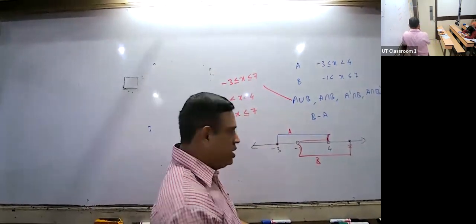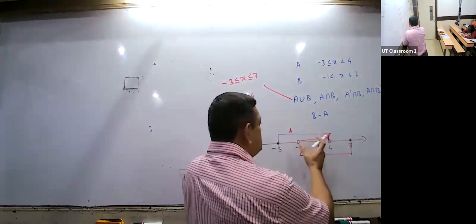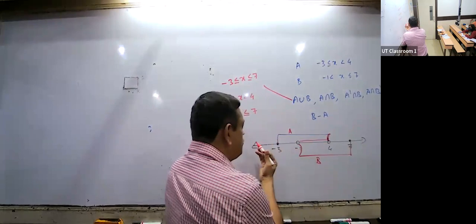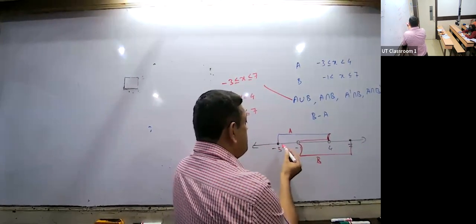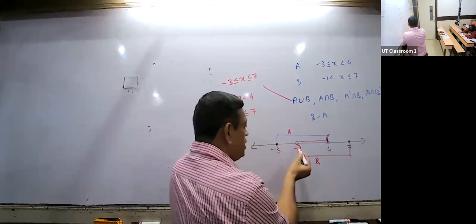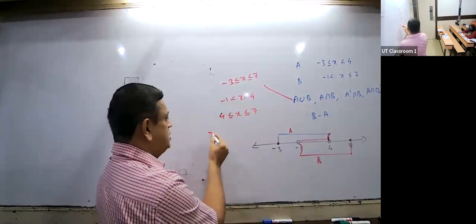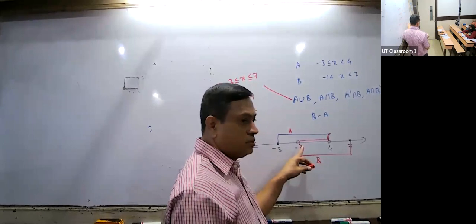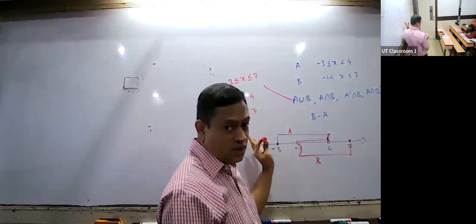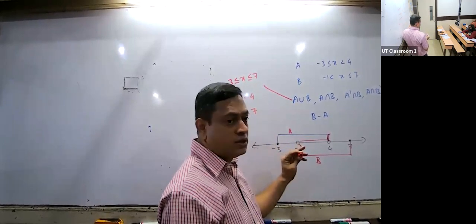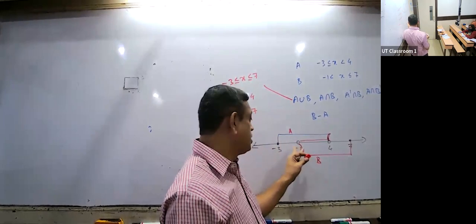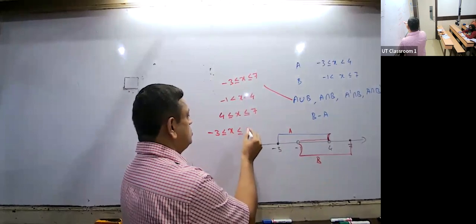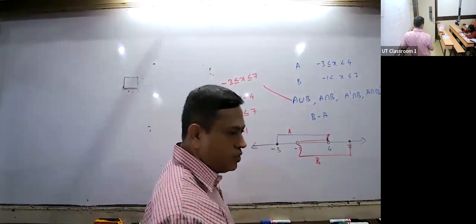Now next is A intersection B dash. This is A. B dash means outside, so this side you don't need to see because there is no A. So from here, check: -3 is in A and -3 is in B dash, so -3 is included in both sides. -1 is in A. Is -1 in B dash? Yes, because -1 is not in B. Therefore x is less than or equal to -1. Okay, this is the one.